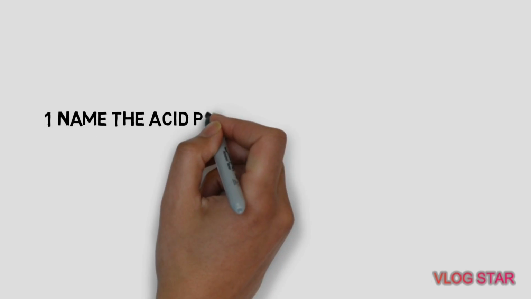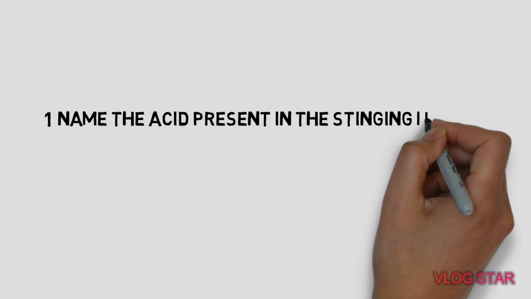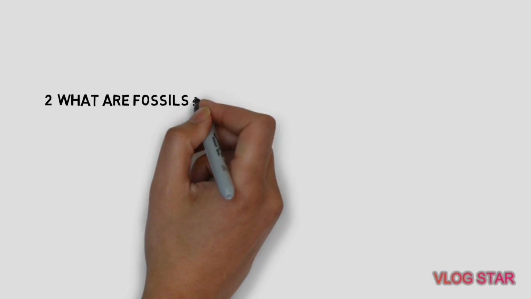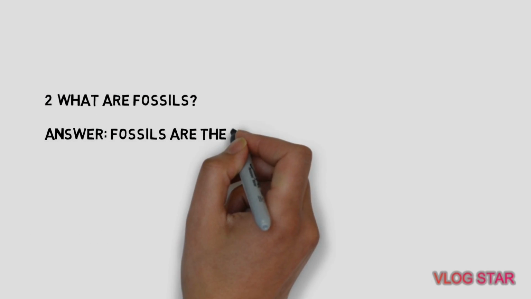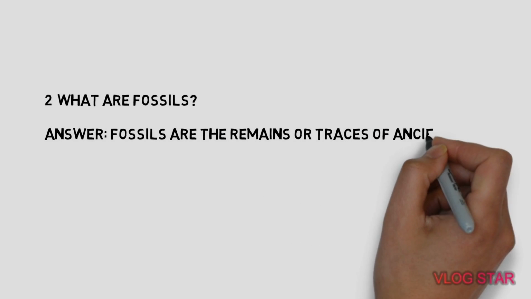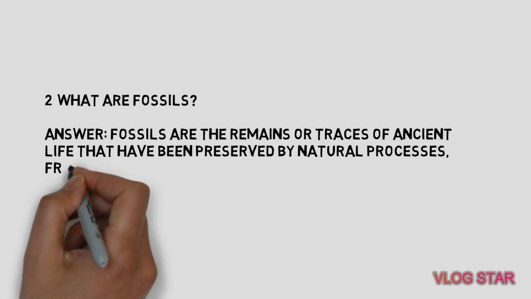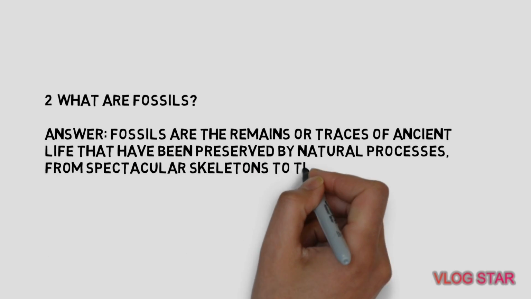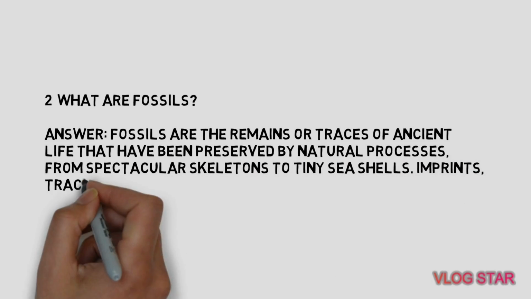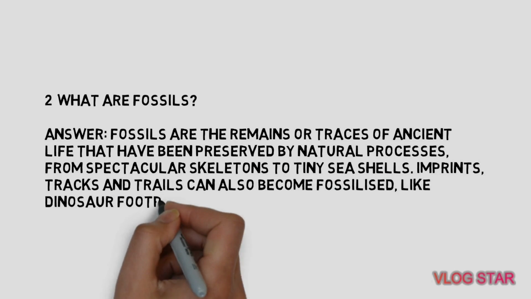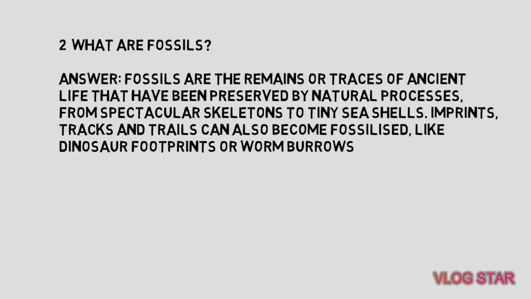1. Name the acid present in the stinging hair of nettle leaves. Answer: methanoic acid. 2. What are fossils? Answer: fossils are the remains or traces of ancient life that have been preserved by natural processes, from spectacular skeletons to tiny seashells. Imprints, tracks and trails can also become fossilized, like dinosaur footprints or worm burrows.